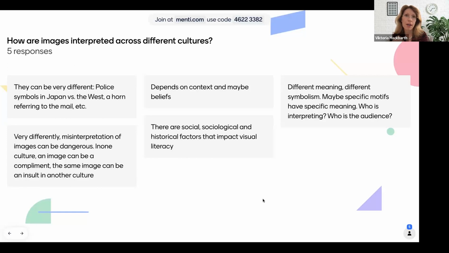Those are great responses. I love all the keywords that are popping up, such as symbolism and sociological, social, historical factors. Misinterpretations can be dangerous, right? And always taking into account your audience. Yes. So those are all our great responses.